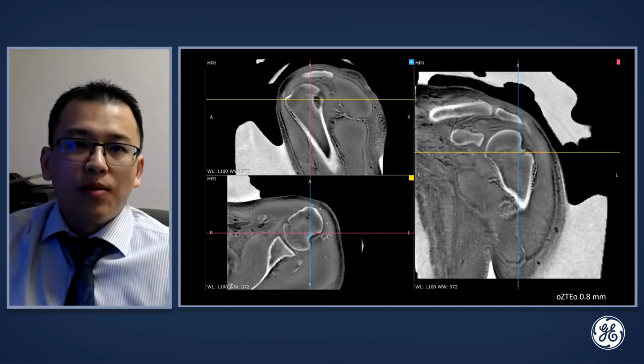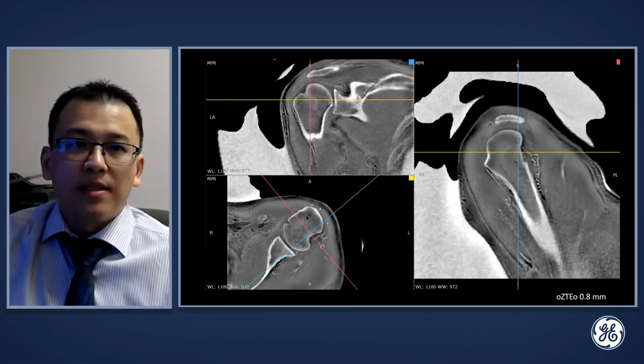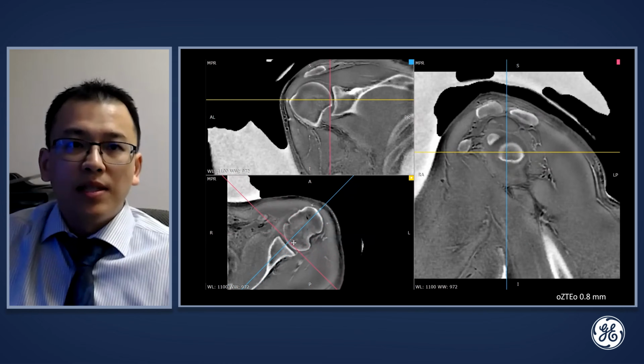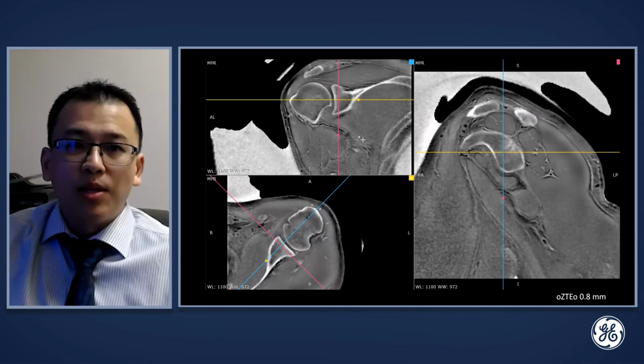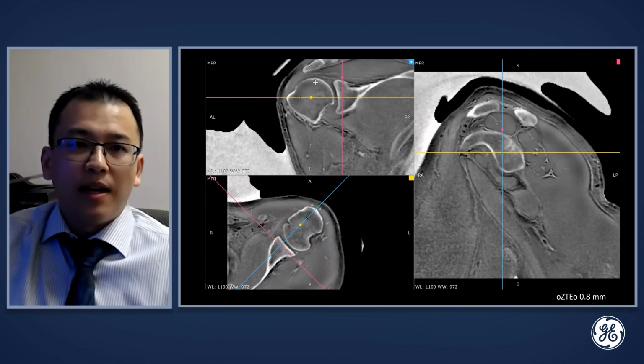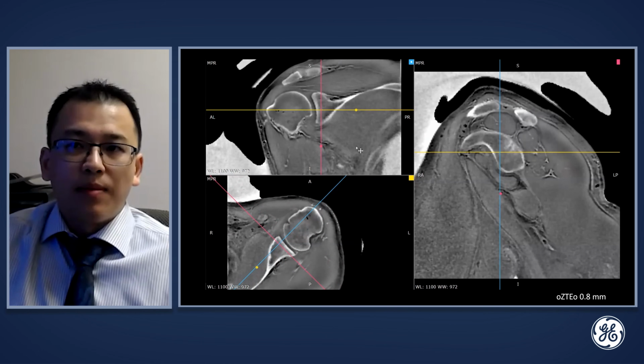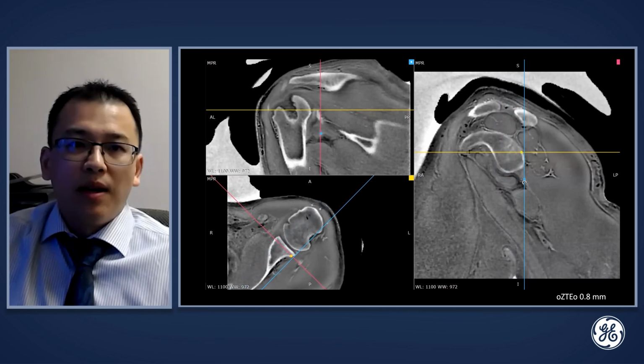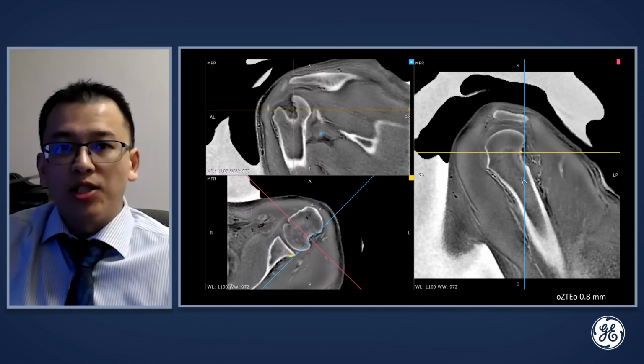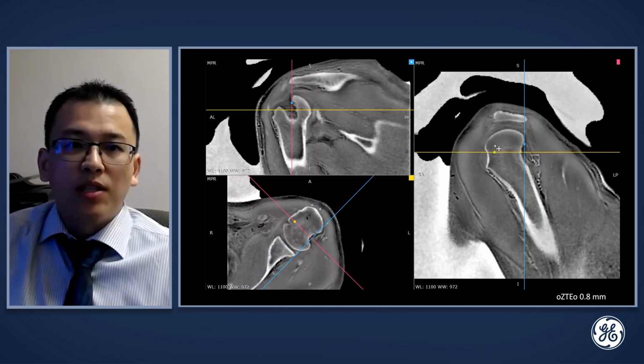Because this is a 3D sequence, we can use osteo for image reformats in different planes, whereas with 2D sequences, we have to rely on the correct imaging plane prescription during the scan. With 3D osteo, we can post-process and obtain a true en face glenoid view after the acquisition, and also evaluate the large Hill-Sachs lesion in different imaging planes.